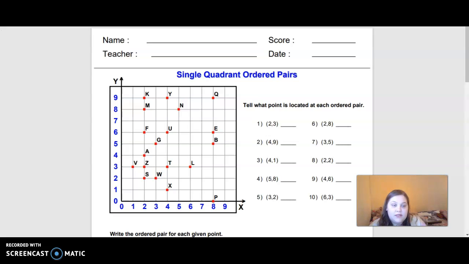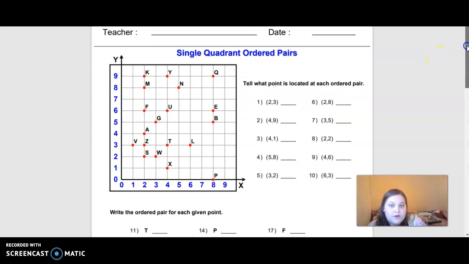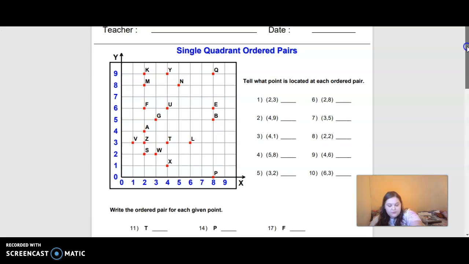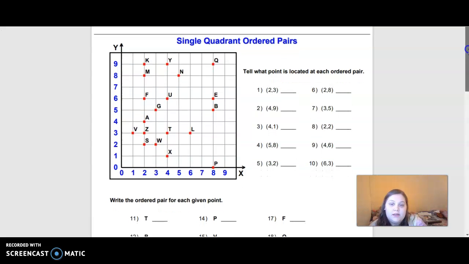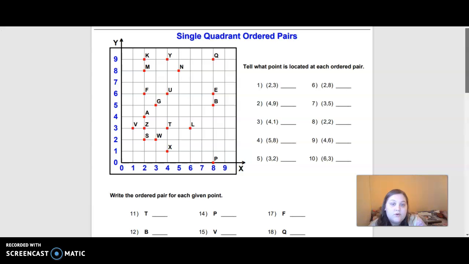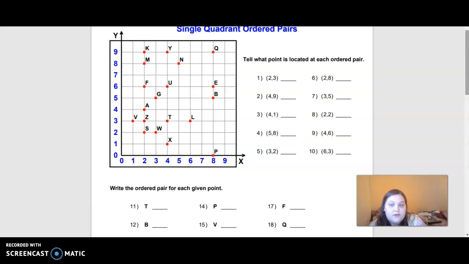So the second page of your packet, make sure you put your name on all sheets. If you want to staple them together, you can. The second worksheet is a single quadrant ordered pairs. So it's basically the same thing as the last worksheet. It's just the first quadrant instead of all 4 quadrants. So you only have an X and you only have a Y, and they're all positive. You don't have to worry about those negative numbers. So in a way, it's a little bit easier.